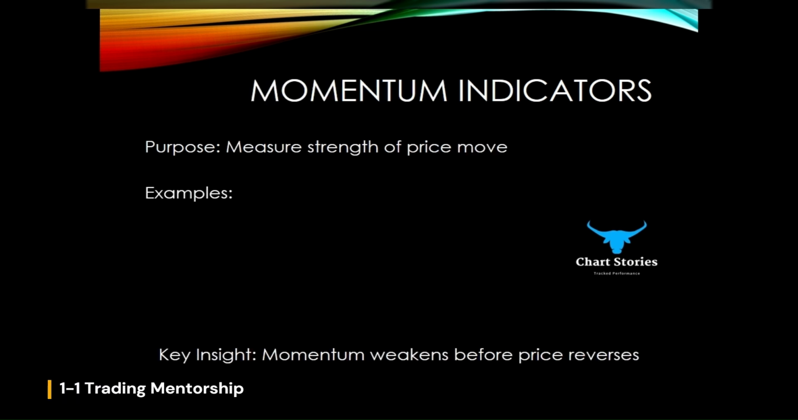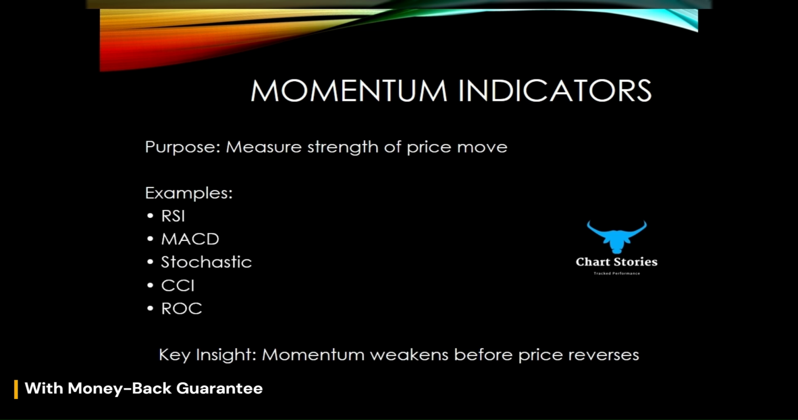Moving on. Next is momentum indicators. Momentum measures the strength of a move. Examples include RSI, MACD, stochastics, CCI, ROC. Momentum often weakens before price reverses. That's why divergences work. But using RSI, MACD, and stochastic together is just measuring momentum three times. One momentum indicator is enough.